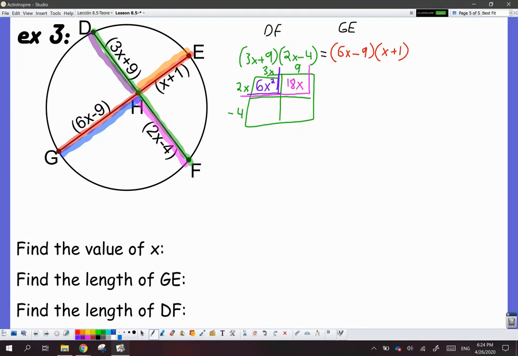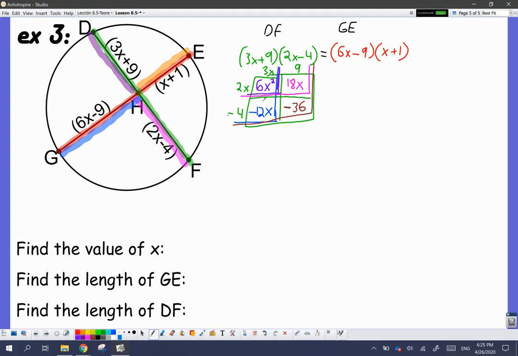Then I'm going to multiply 3x times negative 4. And again, I start with the coefficients. 3 times negative 4 is negative 12. Here's an x, no x, so I have just x. And finally, and let me do this in brown, running out of colors here, I have 9 times negative 4. So 9 times negative 4, first of all, positive times negative is negative, and 9 times 4 is 36.